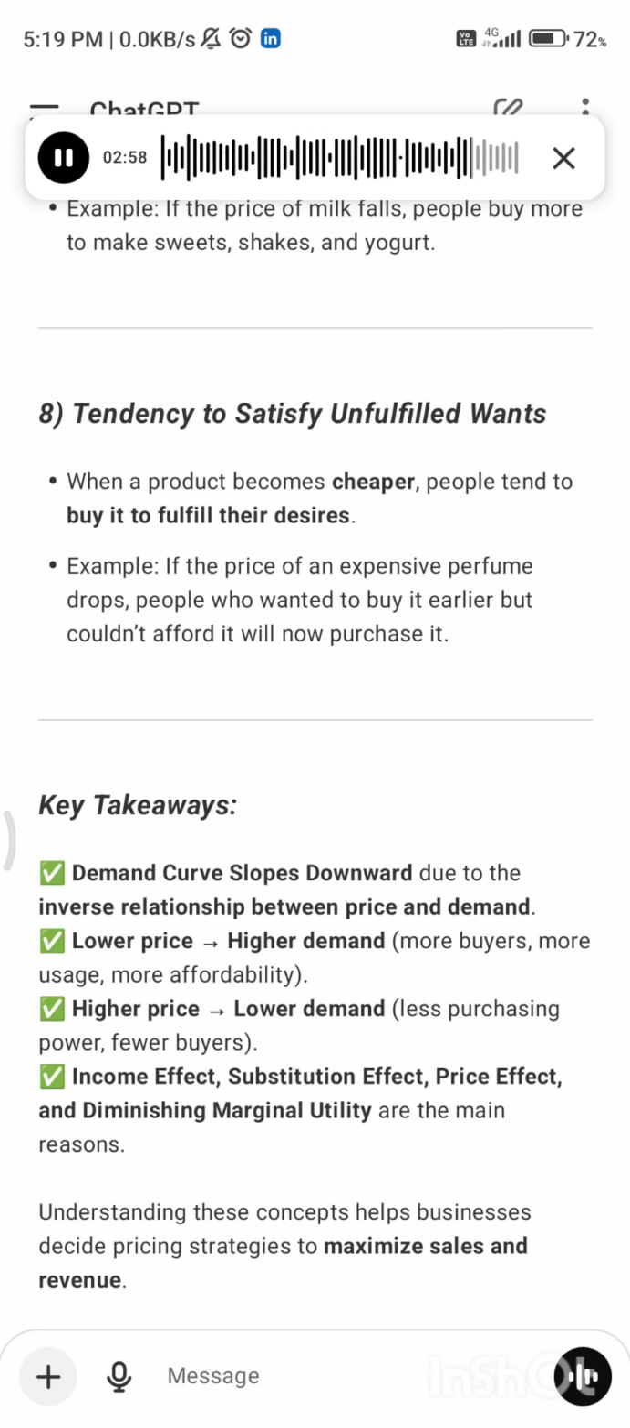Key takeaways. Demand curve slopes downward due to the inverse relationship between price and demand. Lower price, higher demand. More buyers, more usage, more affordability. Higher price, lower demand, less purchasing power, fewer buyers. Income effect, substitution effect, price effect, and diminishing marginal utility are the main reasons. Understanding these concepts helps businesses decide pricing strategies to maximize sales and revenue.